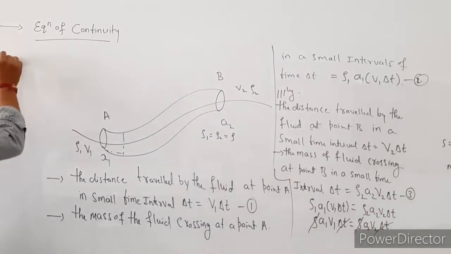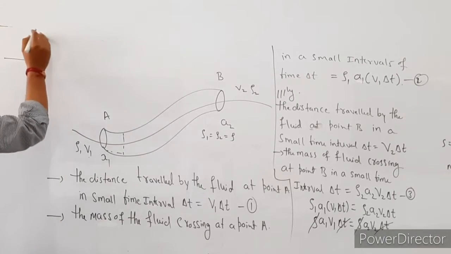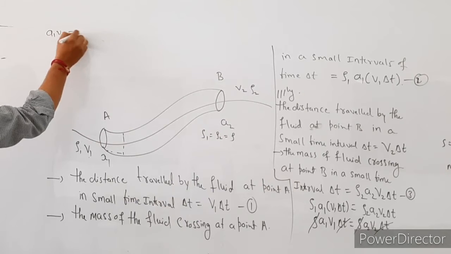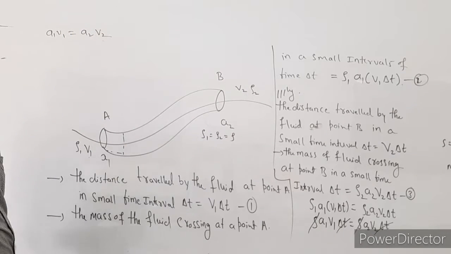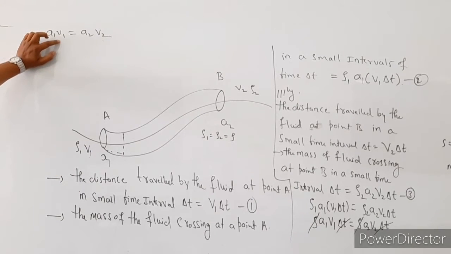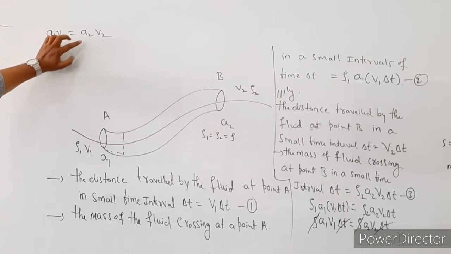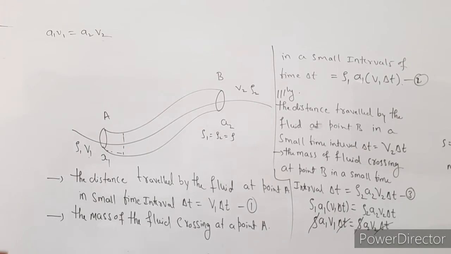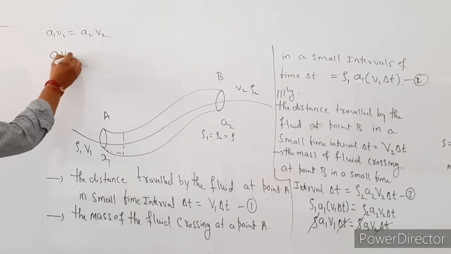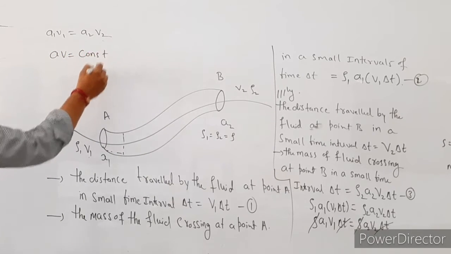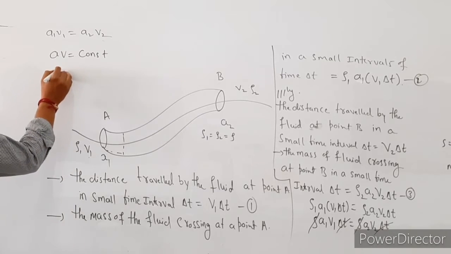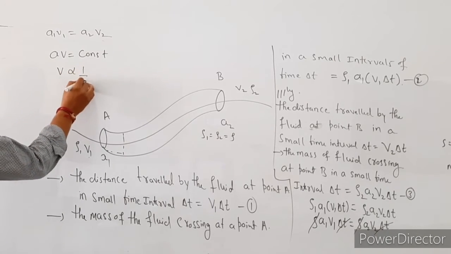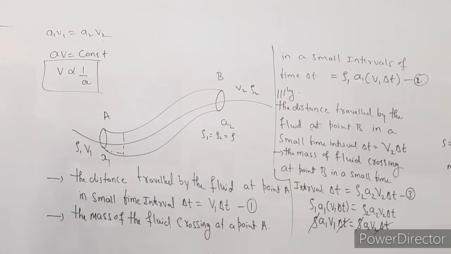Okay, so here I will write A1 V1 is equal to A2 V2. Here A1 is the cross-sectional area of the first face, and V1 is the velocity of the fluid at point A, and A2 is the area of the second face of the tube, and V2 is the velocity of the fluid at point B. So in general, AV is equal to constant, or velocity is inversely proportional to area.